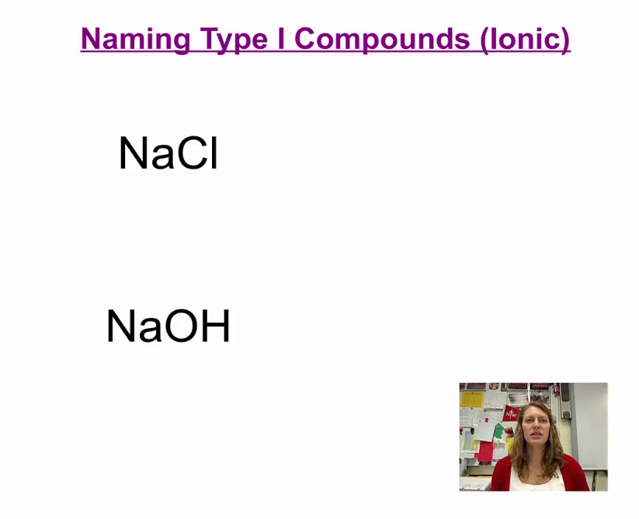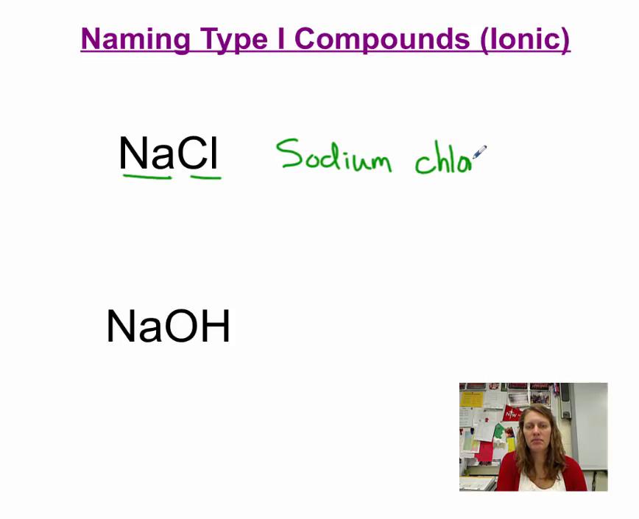Okay, let's look at some examples with naming type 1 compounds. Here we've got ionic, so they're type 1. We have Na and we have Cl, and so in order to name it, it's just sodium chloride. There's no Roman numerals that we need, and so we can just put the name there.